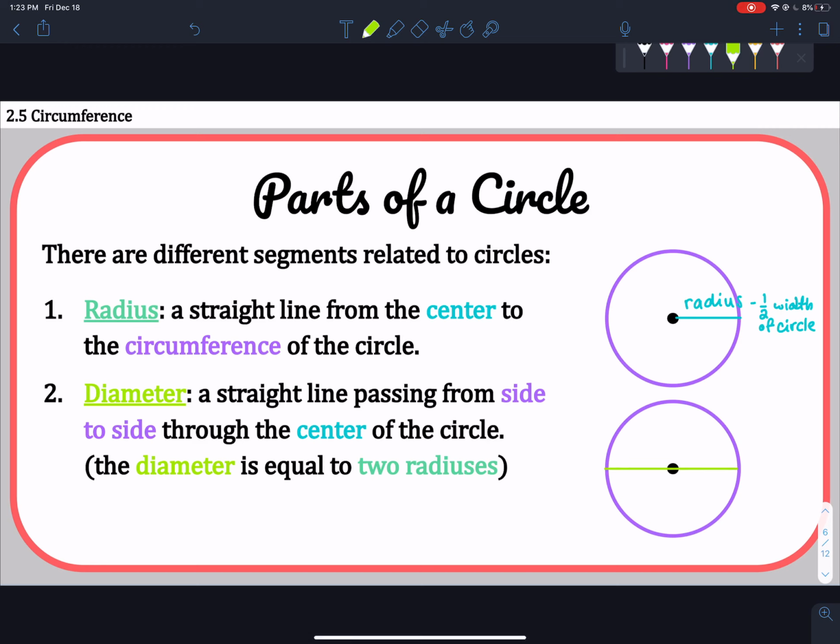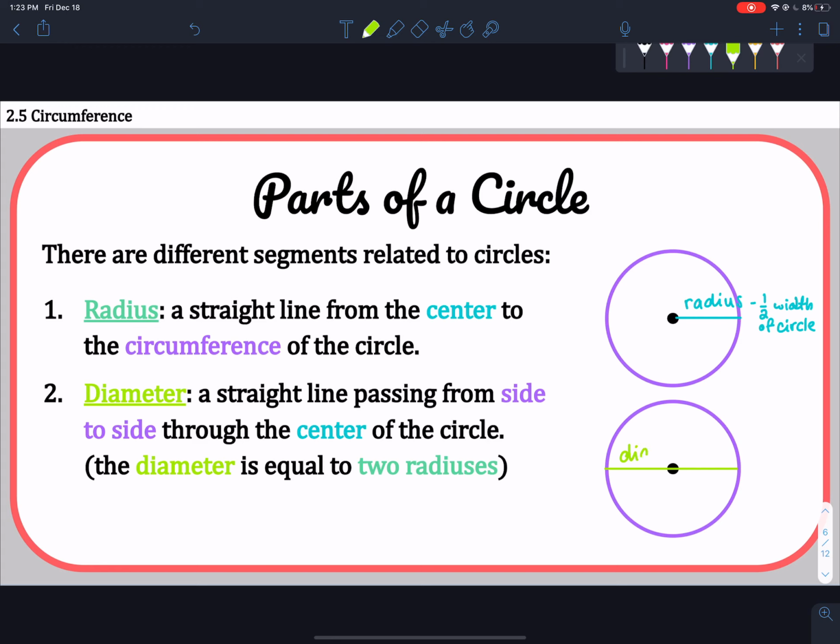Notice my line is going directly through the center of our circle, that black dot. So this is our diameter. Keep in mind, a line like this right here, the pink line that I just drew, that is not a diameter. Notice it's not touching that black dot. So the line has to go from side to side through the center point. So our green line is our diameter.